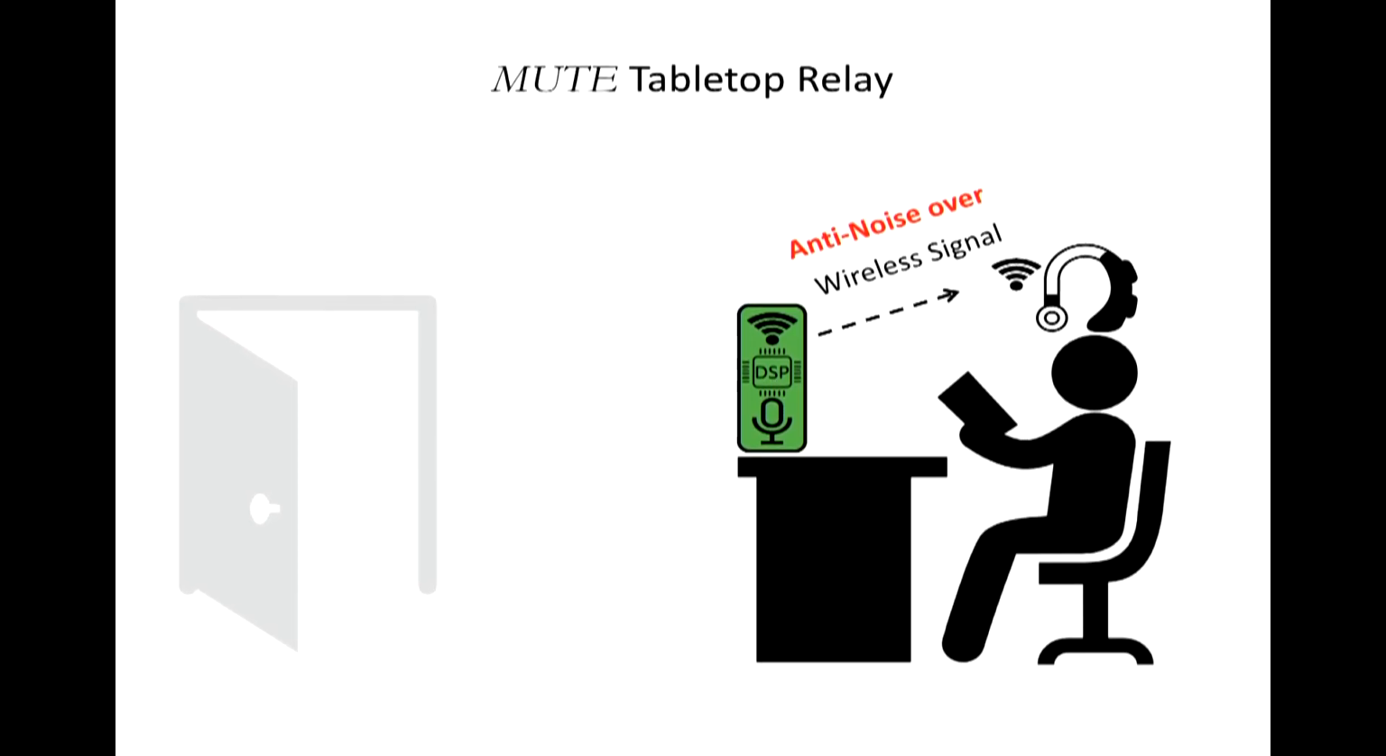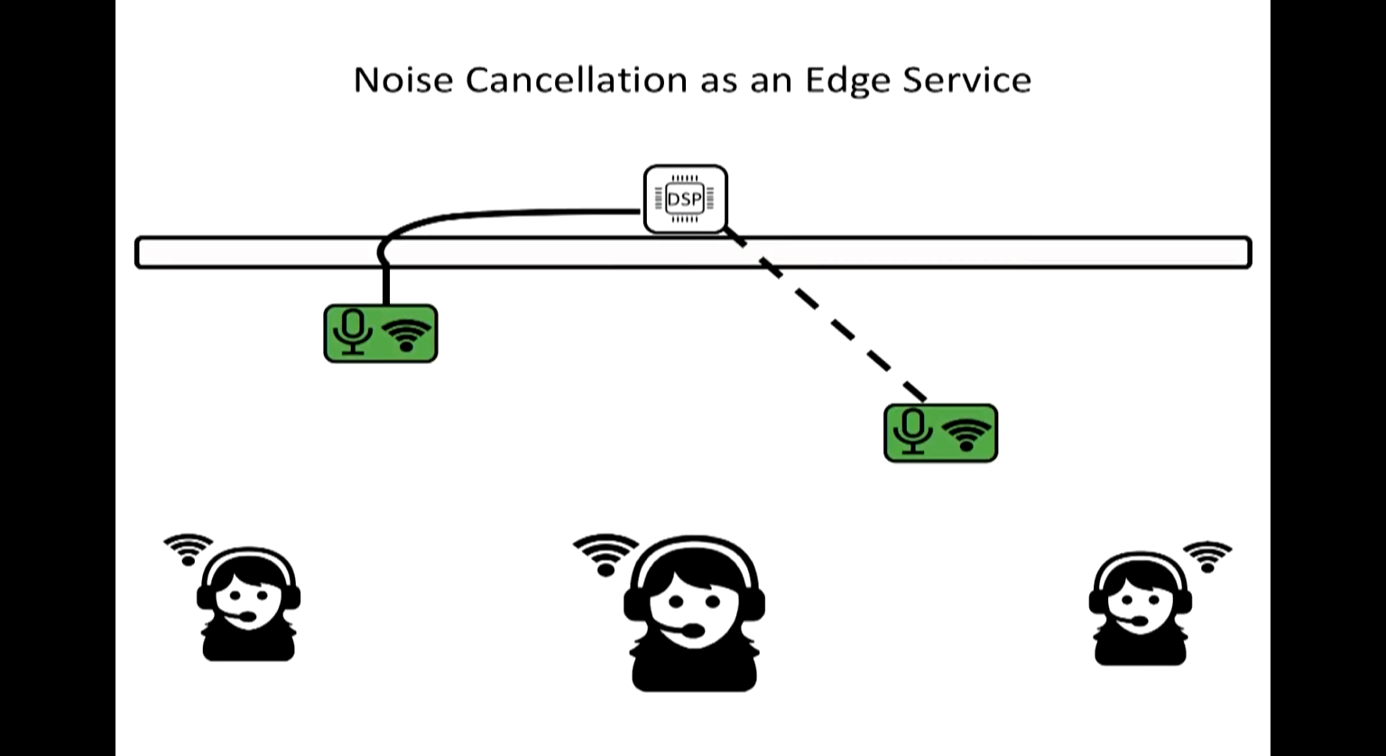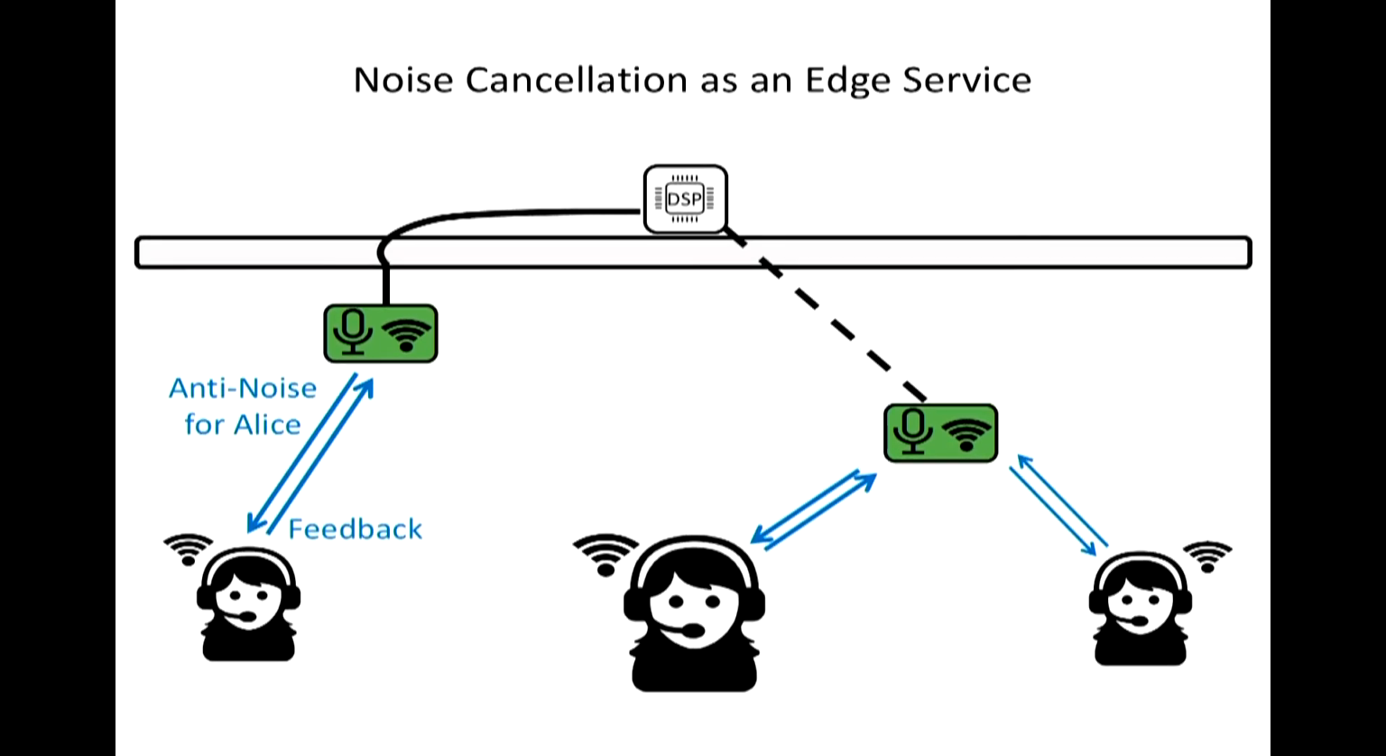Okay, so next, once this IoT device is sending the anti-noise signal to me, why not send it to everyone? In other words, in places such as call centers, where everyone needs noise cancellation, we can put the DSP on the ceiling, and all these IoT relays are shared, so that this DSP computes the personalized anti-noise signal and sends it to everyone, as if it is like a Wi-Fi router, enabling noise cancellation as a public service.